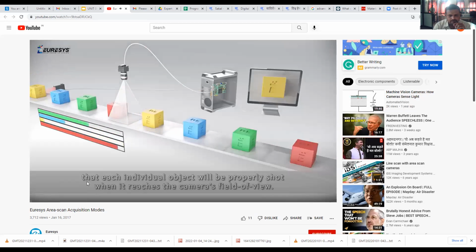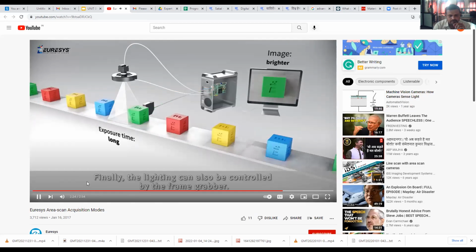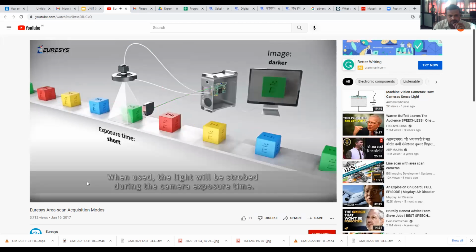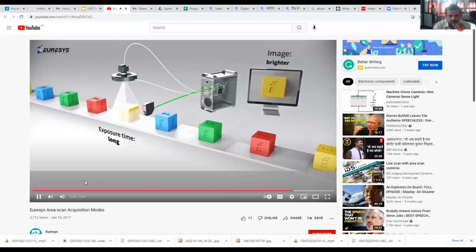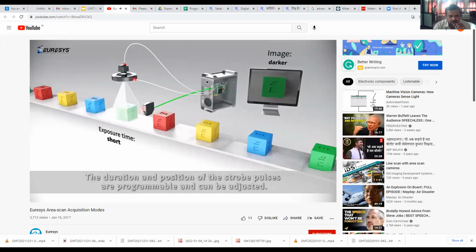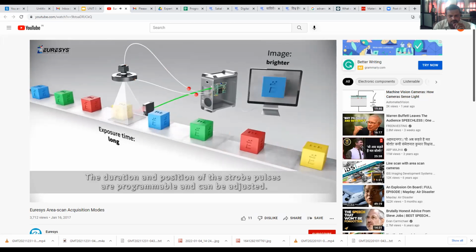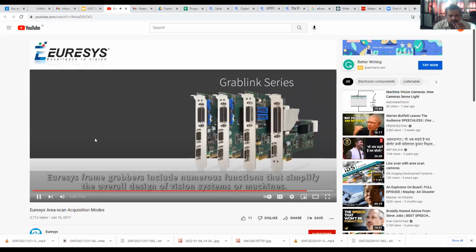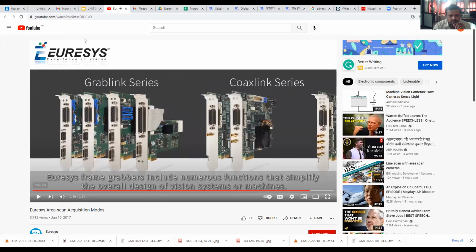Finally, the lighting can also be controlled by the frame grabber. When used, the light will be strobed during the camera exposure time. The duration and position of the strobe pulses are programmable and can be adjusted. Euresys frame grabbers include numerous functions that simplify the overall.